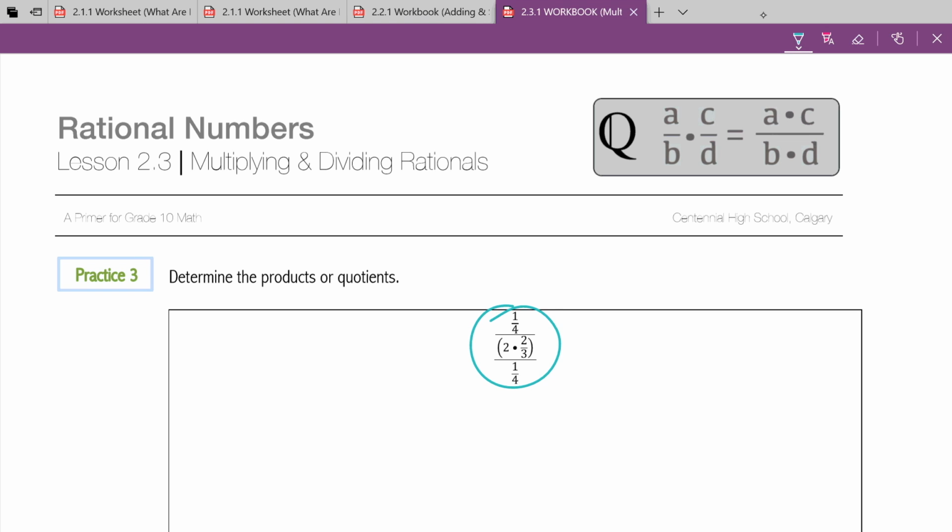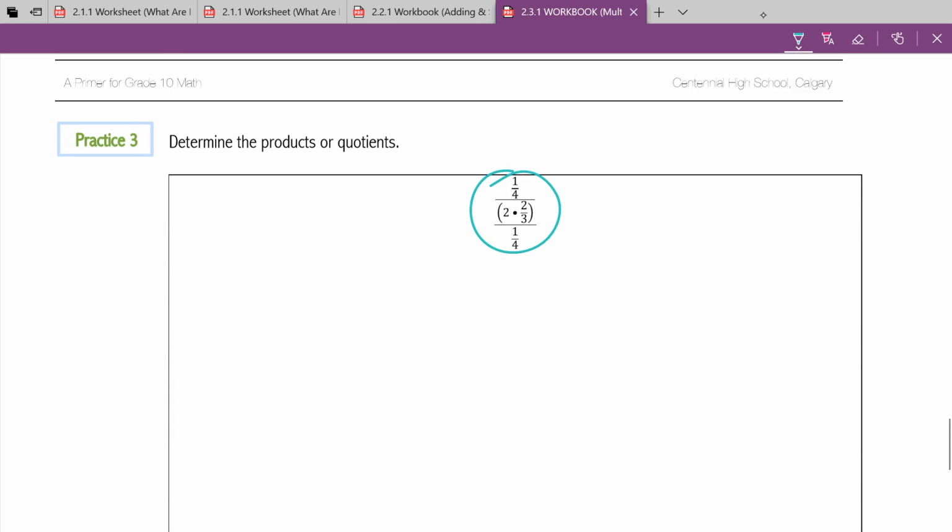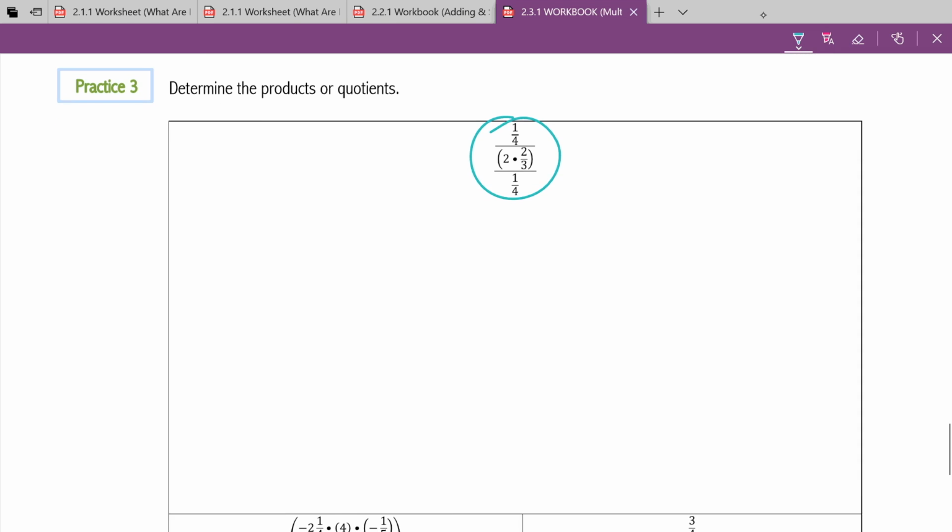And I want to spend some time. I just want to solve this first of the practice questions. We'll call this an example, and then let you go at those 2 examples there. All right? Because this looks scary.